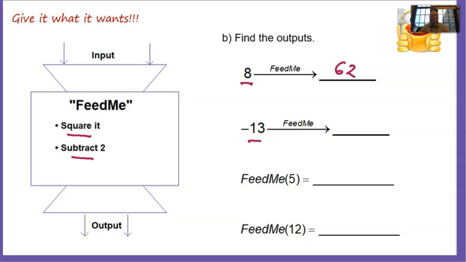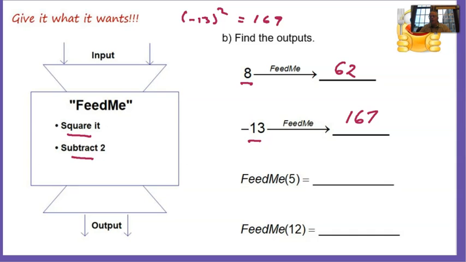Negative 13, when we put that in and square it, we have to use parentheses around negative 13 when we square it. You should get a positive 169, because a negative 13 times a negative 13 is positive 169. If you don't use parentheses when you square a negative number, you're going to get the wrong answer on your calculator. So negative 13 squared is 169, and when we subtract 2, we get 167.